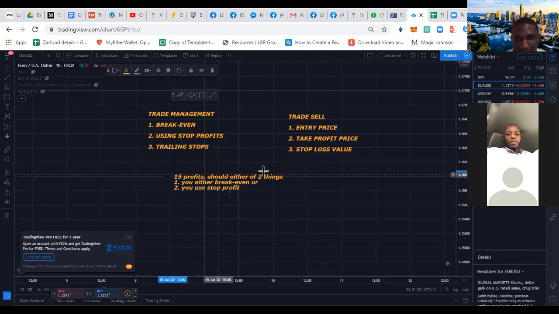Like I said, don't look at this as something you need to use definitely now for our $50 plan. No, this is for your knowledge. You can use this too within our plan. But the main purpose at this time is to teach you this for your forex education. So when your trade is 15 pips in profit, you should do either of two things: you break even or you use stop profit.